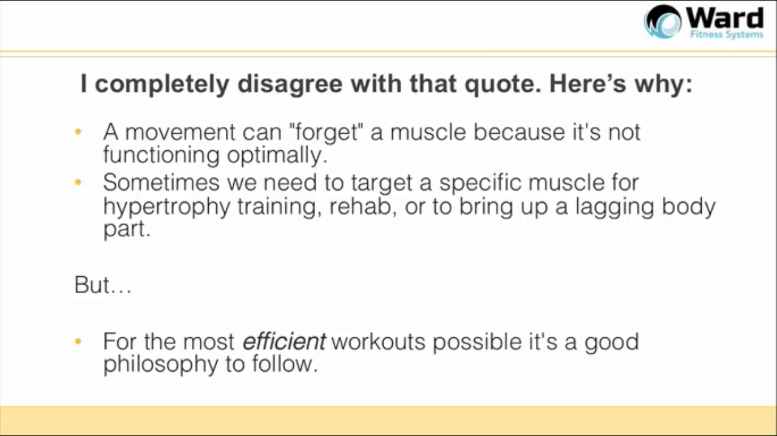that aren't functioning optimally. So what I mean by that is, let's take an overhead press, for example, which is a movement. You can have muscles that aren't functioning properly. Your body is still going to get your arms overhead. It may not use the muscles we were hoping to target, but it's going to get your arms overhead. So that's one problem with that quote, right? We can forget or overlook muscles that aren't functioning optimally. And sometimes we need to target a specific muscle for hypertrophy training, rehab, or to bring up a lagging body part.